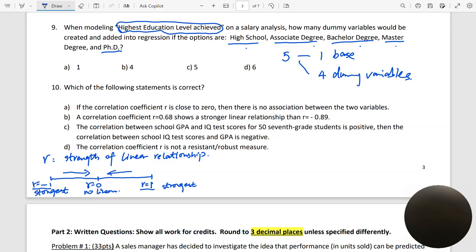So why do r equals to 1 and r equals to -1 both show the strongest linear relationship? What's the difference? We say r equals to 1 shows the strongest positive linear relationship. When r equals to -1, that means you have the strongest negative linear relationship, right? But both of them show the strongest linear relationship, right? And what else?